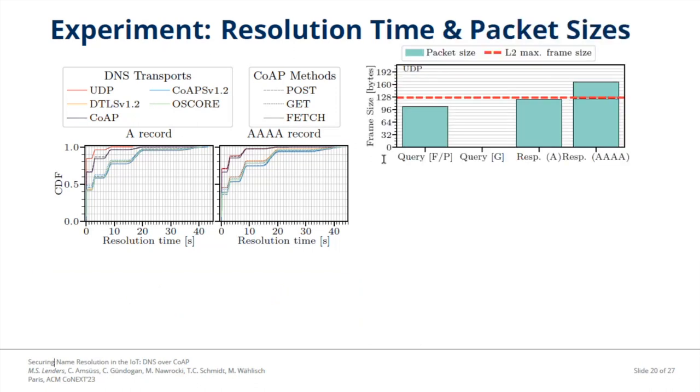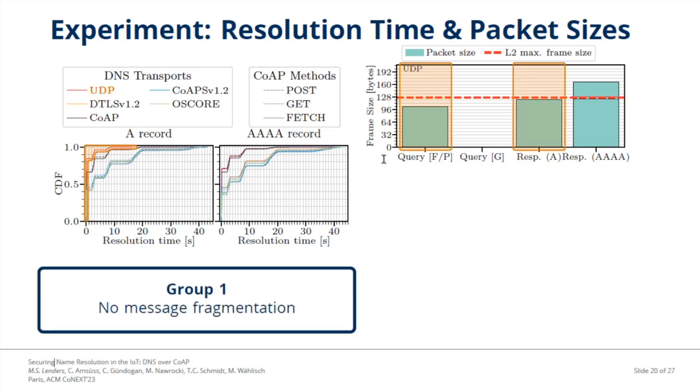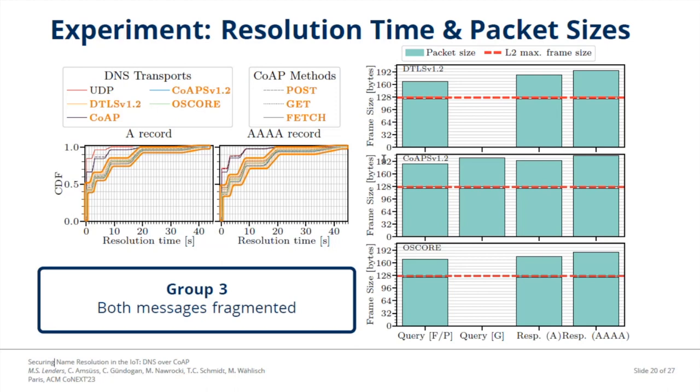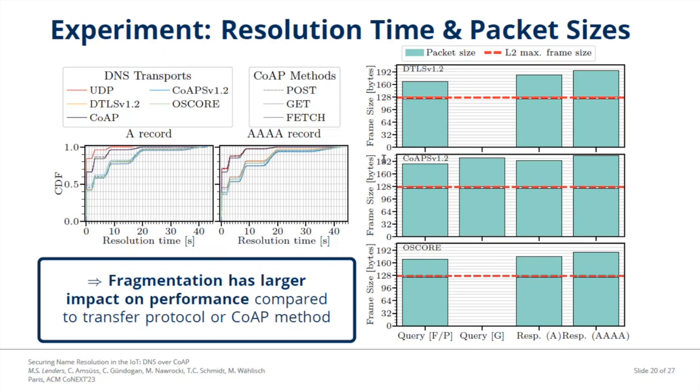Well, for that, we have to look at the packet sizes. And there we can clearly see that the first group is basically all the messages that don't get fragmented, both query and response. In the second group, only the query is unfragmented, but the response is fragmented. And in the third performance group, we have both messages fragmented, which means that, good news, the fragmentation has a larger impact on the performance compared to, for example, the transfer protocol used or the CoAP method used. So we can say that DNS over CoAP is on par with existing DNS over UDP solutions.